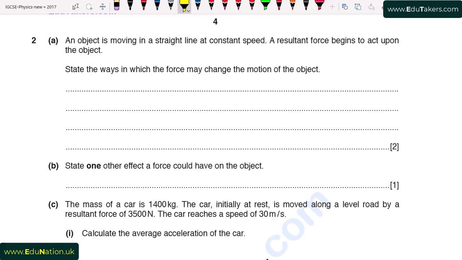Question number 2, part A. An object is moving in a straight line at constant speed. A resultant force begins to act upon the object. State the ways in which the force may change the motion of the object. Here we have to explain in which ways the force can change the motion of the object.